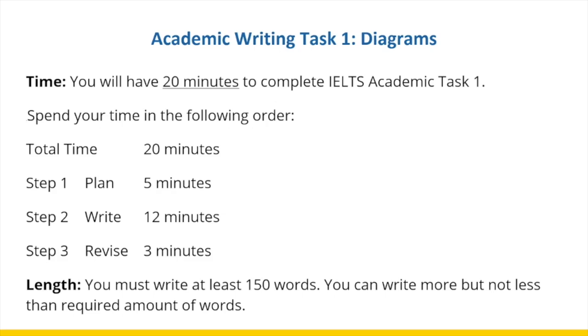Step 2 is writing your essay. You should spend about 12 minutes to do so. And the final step 3, it's a step for revising your essay, for which you should spend at least 3 minutes. And when it comes to the length of the words for this essay, it has to be 150 words, just like previous graphic essay, and you shouldn't write less than that, but you can write more than that. So keep that in mind and make sure to write at least 150 words. And in our following slides, we'll be learning different tips, strategies, and how to successfully accomplish this task.